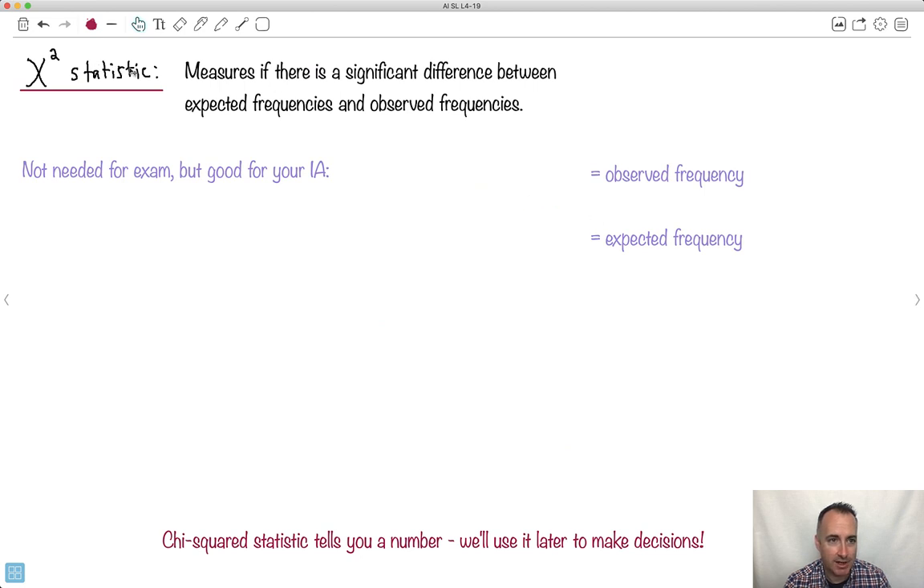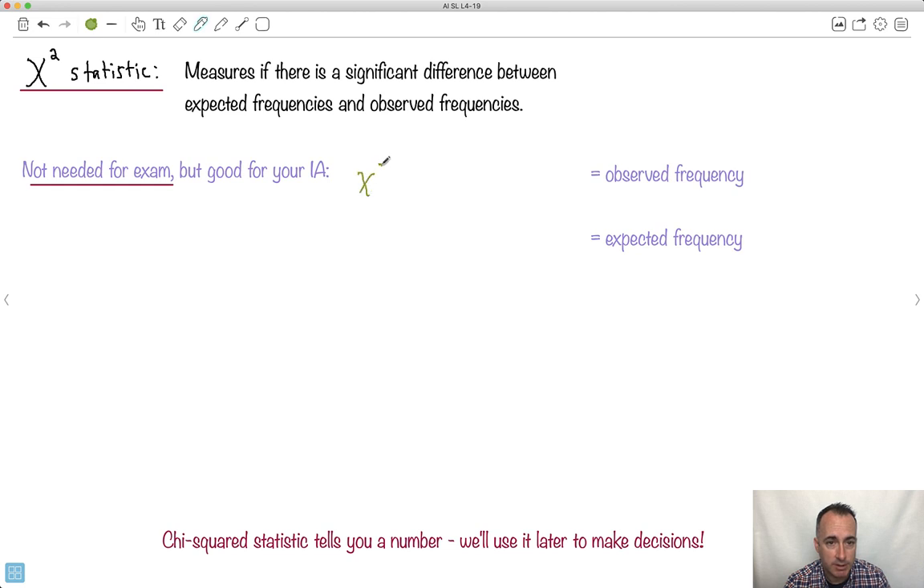Now, we got this thing called a chi-squared statistic. And again, this is one more thing that's not needed for your exam but useful for your IA: we have an equation for this. Keep in mind, your calculator will do this, okay? So your calculator will tell you this. This will be the key here, what we're going to do. So we do have an equation for chi-squared. You do not necessarily need it, but it goes like this.